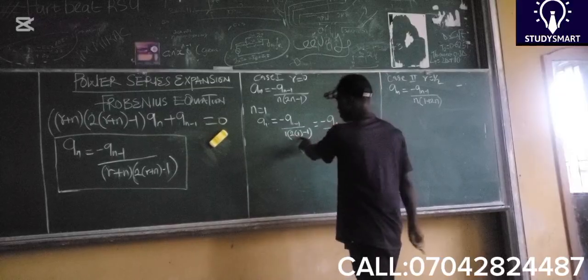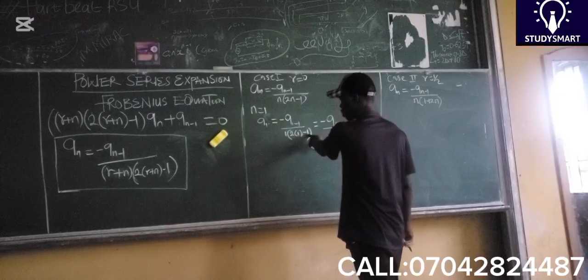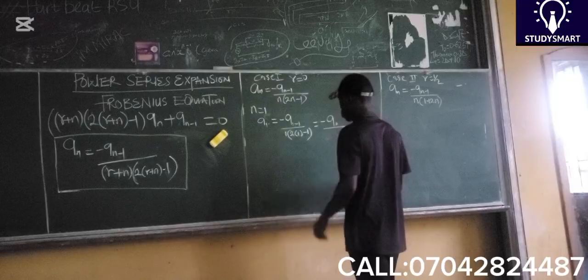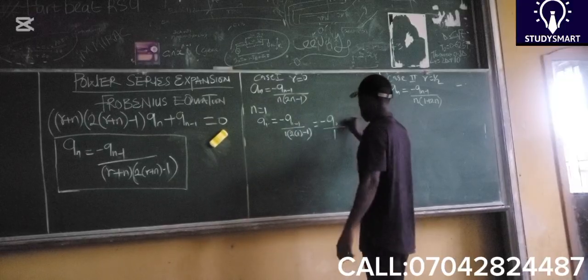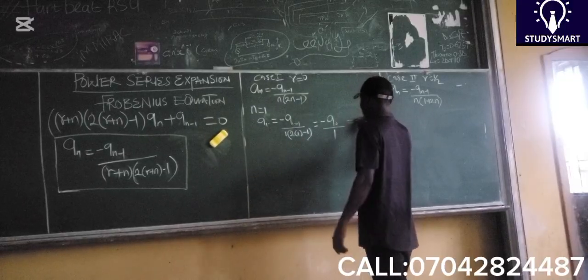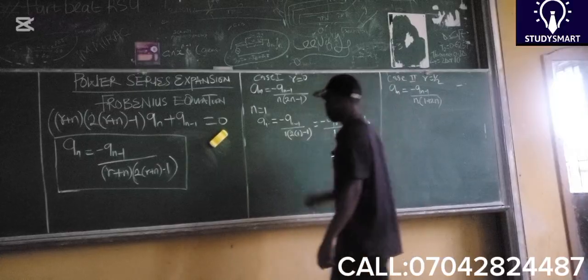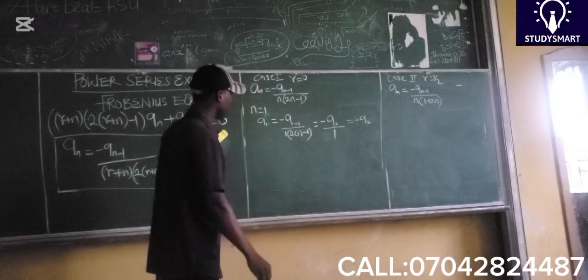Right, so 2 times 1 is 2. 2 minus 1 is 1. And then 1 times 1 is 1. Alright, so this becomes A1 equal to minus A naught. So this is what I have.